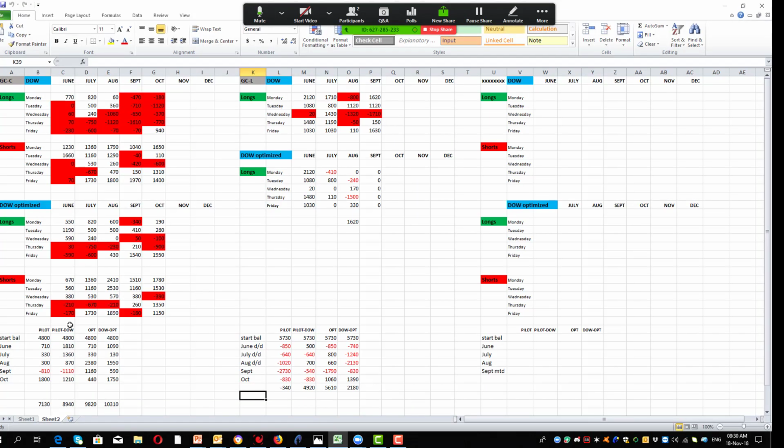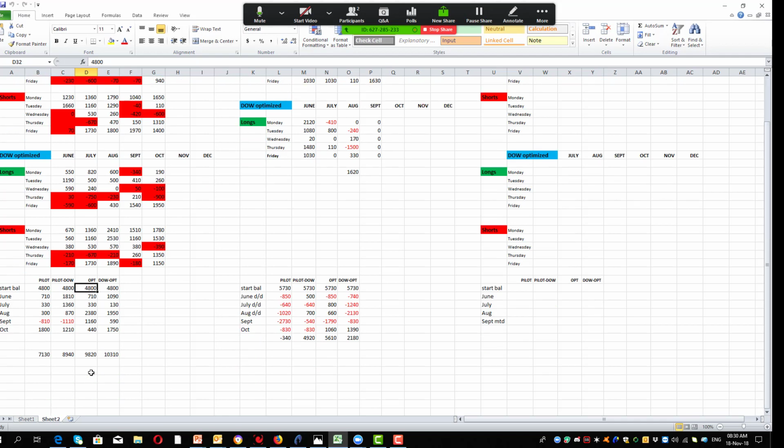Right. So if we look at the optimizing, you can see that that actually performed a lot better as well. We were actually getting quite a significant improvement in profit there too by optimizing the strategy on a monthly basis. So just doing the optimization, not worrying about the days of the week, that came out to be the most profitable so far.